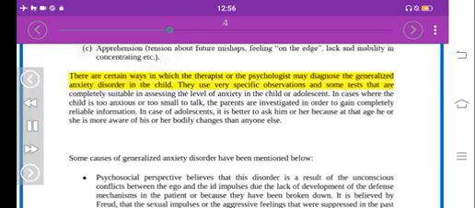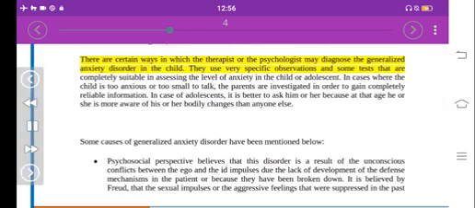There are certain ways in which the therapist or the psychologist may diagnose the generalized anxiety disorder in the child. They use very specific observations and some tests that are completely suitable in assessing the level of anxiety in the child or adolescent. In cases where the child is too anxious or too small to talk, the parents are investigated in order to gain completely reliable information. In case of adolescence, it is better to ask him or her because at that age he or she is more aware of his or her bodily changes than anyone else.